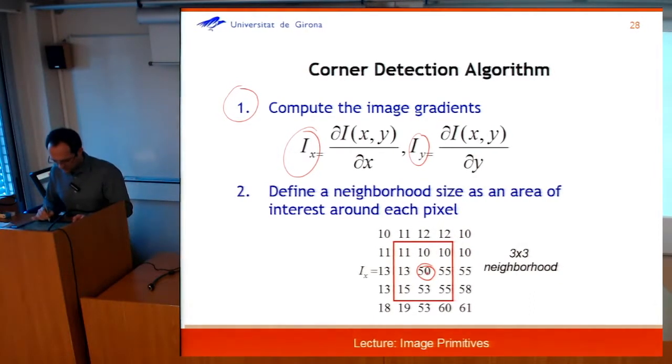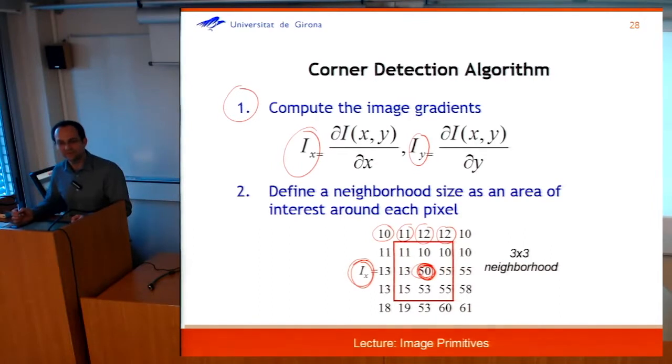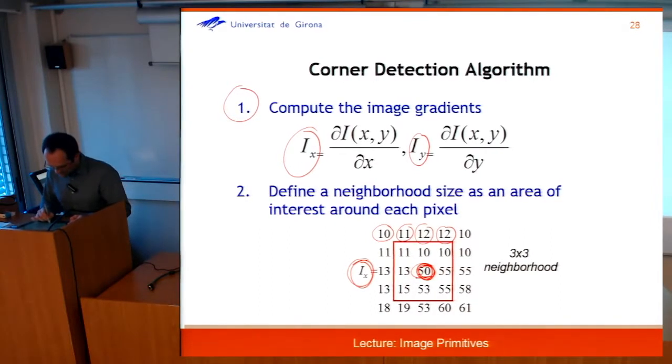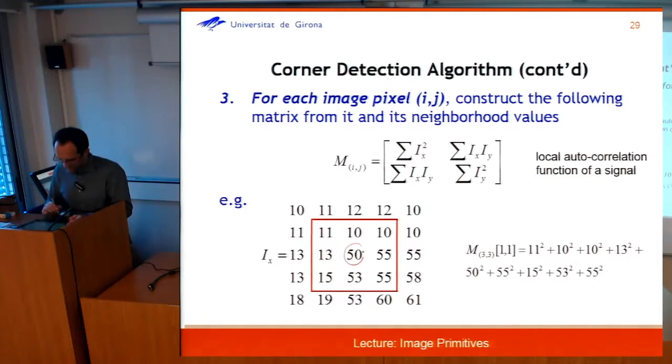Okay? So this is Ix. This is the result of taking the derivative. So every point here, this is the gradient image. Sorry, in fact, it is the partial derivative in the x direction, because the gradient is the combination of x and y. The partial derivatives are in x and y. Okay, this is Ix. And here, this is the central pixel. I have a gradient in the x direction of 50 in this case. So I have a value of Ix of 50. Okay, it's this 50 here.